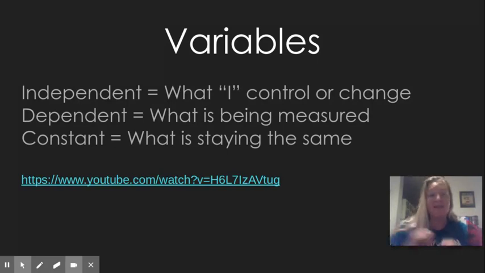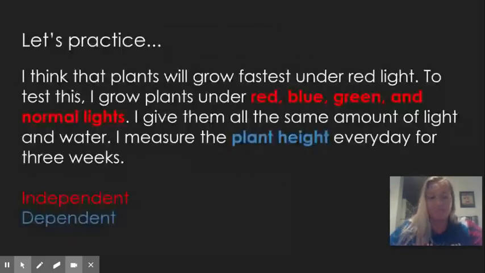Remember, in any experiment, we only want to change one thing at a time. That's our independent variable. Everything else, we want to keep exactly the same, and those are going to be our constants. So you might have a lot of different constants in an experiment.